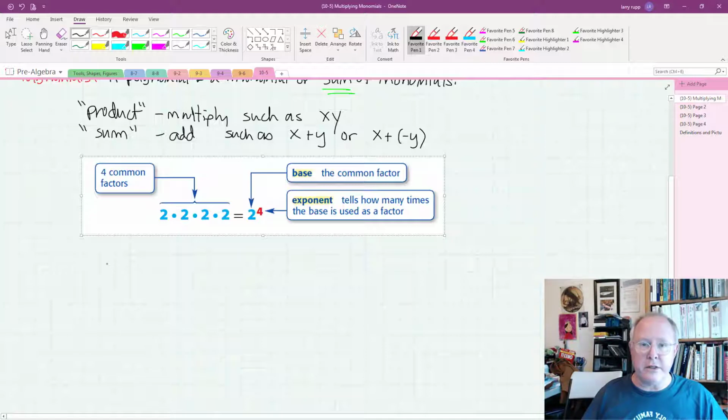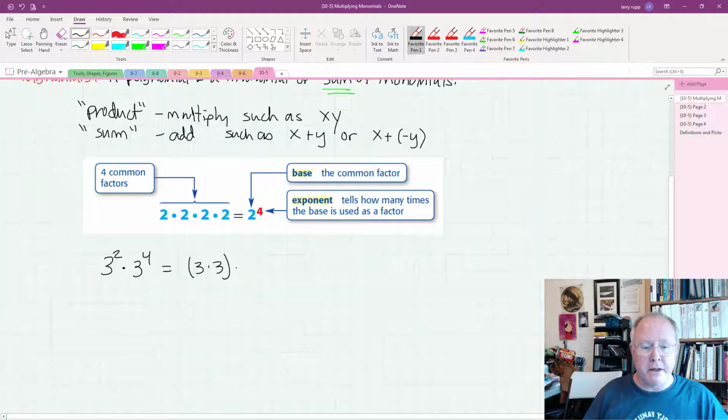We're going to go backwards now, because we need to figure out what to do when we multiply two terms together that both have exponents in them. So what if we had something like 3 squared multiplied by 3 to the 4th? Well, now we're going to take exponents and lay them out as repeated multiplication. So here, 3 squared is going to turn out to be 3 times 3, times, now 3 to the 4th is 3 times 3 times 3 times 3, because the 4 tells you how many times you multiply the 3 together. 1, 2, 3, 4.